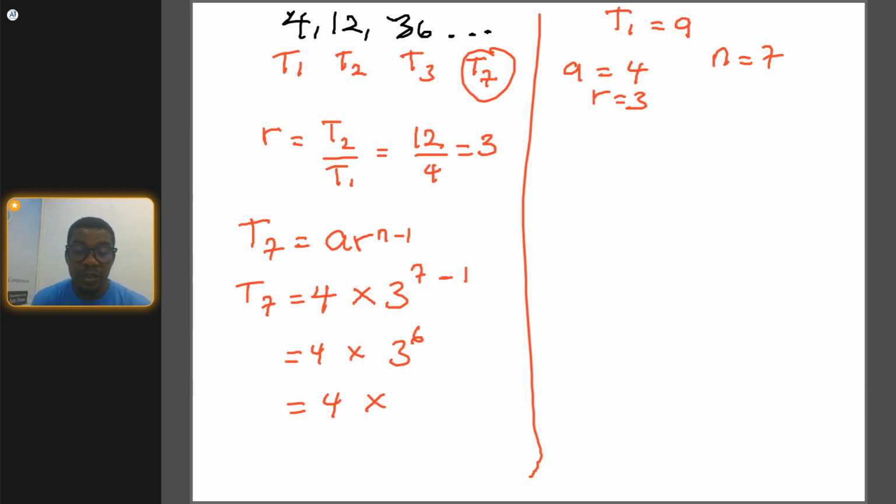3 raised to the power 6 should give us 729. 729 multiplied by 4 is 2,916. So the seventh term of that question is 2,916. And you can see it shows a progression: the higher the term, the higher the value. So this is another question solved under the nth term of a GP.